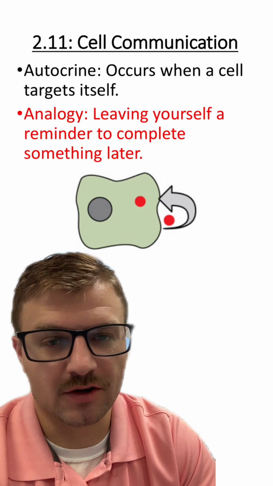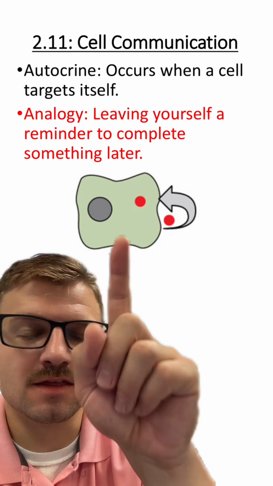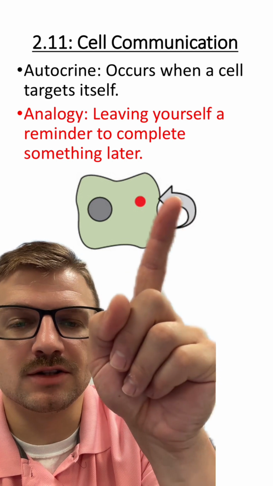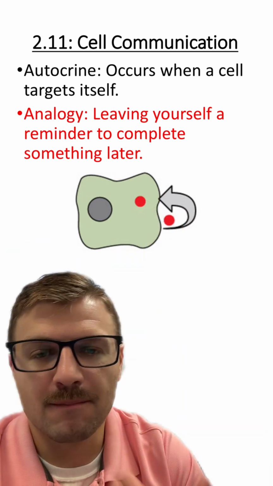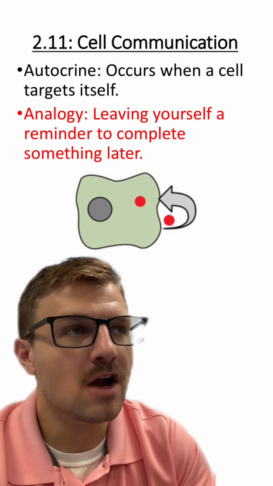Now, the first type of cell communication is going to be something called autocrine. This occurs when the cell targets itself. You can see in our illustration here, this secreting cell is also the target cell. It's going to produce a molecule that's going to create a response inside the cell. My analogy for this is when you leave yourself a note or reminder for later for you to respond to something.